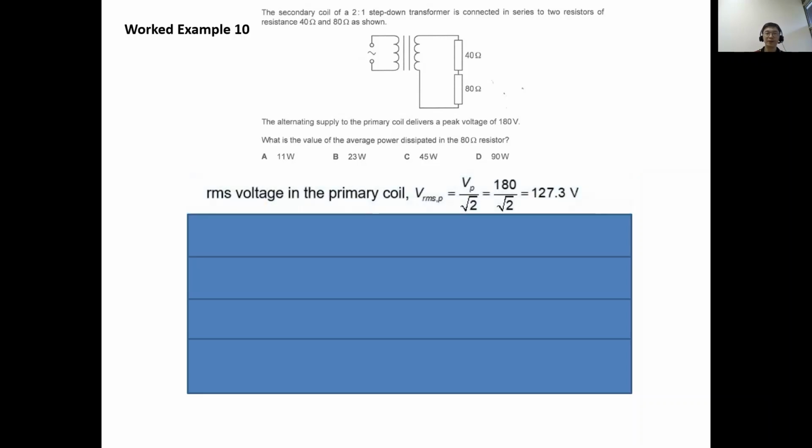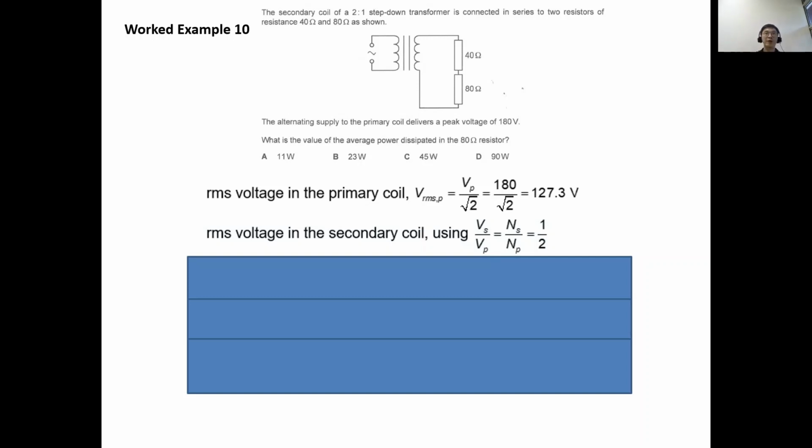First, we remember, since we're going to calculate average power anyway, it makes sense to use the root mean square voltage. So first take the peak value on the primary side and convert it to a root mean square voltage. We know that it's sinusoidal, therefore we can just take what we have learned in part 4.3 and take the peak value 180 divided by square root 2 to find 127.3 volts.